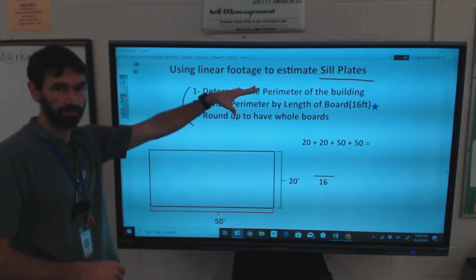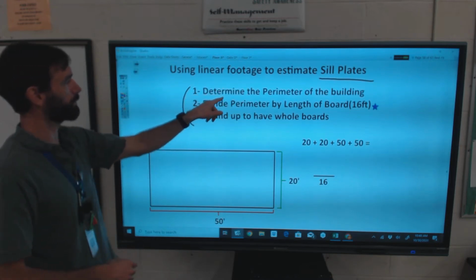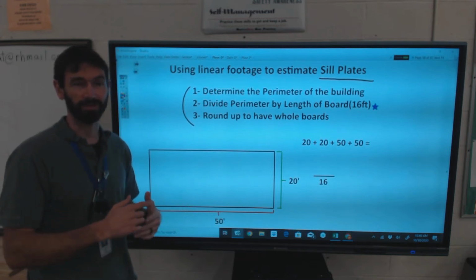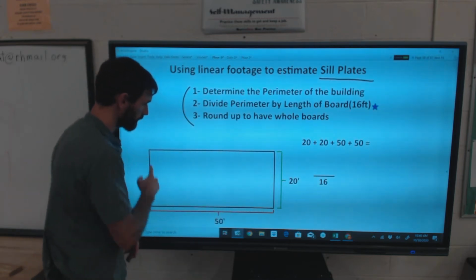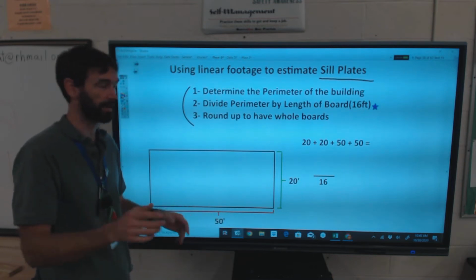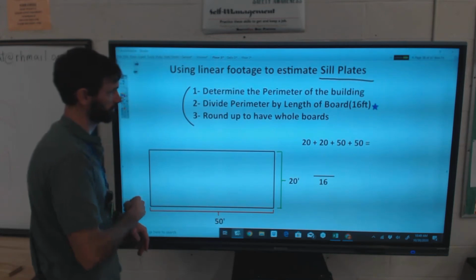For sill plates, step number one is determine the perimeter of the building. Think back to your other math classes. Perimeter is the border when you add it all together. No multiplying, no dividing, no subtracting, just adding. Add the border dimensions. Okay?